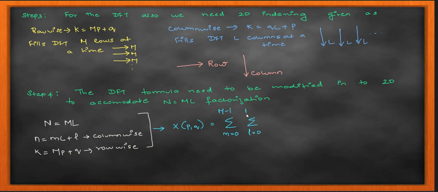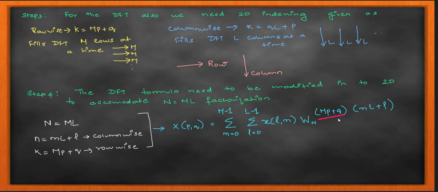All right. Now I'm going to use this and write my updated Fourier transform. So now my Fourier transform equation is going to look something like this. It's going to say x of L comma M, because I am having factors L and M. So it is now a two-dimensional Fourier transform. It is no longer a one-dimensional Fourier transform. It's a two-dimensional Fourier transform.